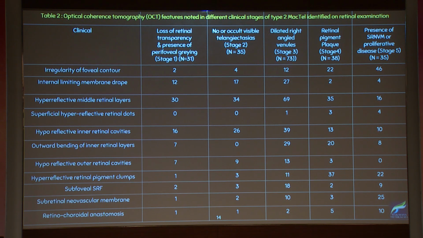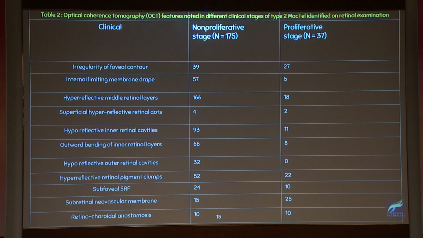So the OCT features noted in different clinical stages of type 2 MacTel based on Gass and Blodi classification. We saw which findings were seen on SD-OCT and how they correlated with the Gass and Blodi classification. Similarly, it was also compared with the Yannuzzi classification.